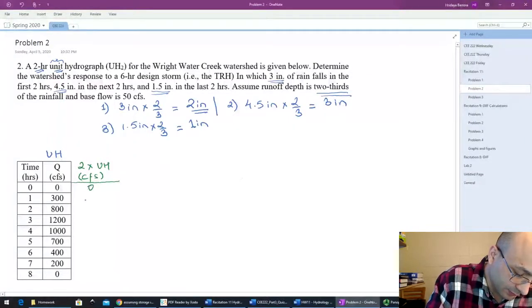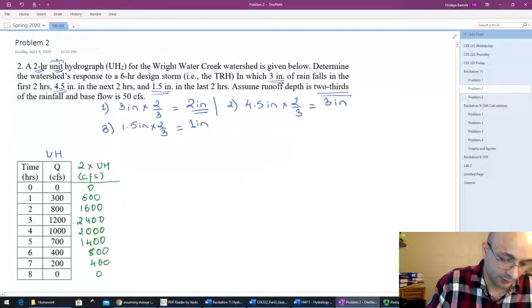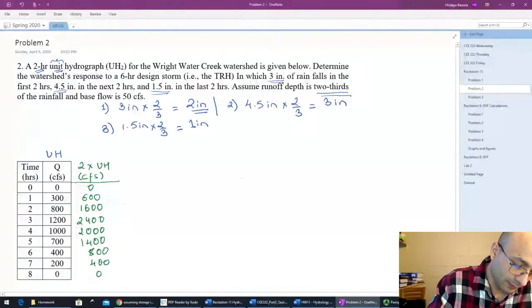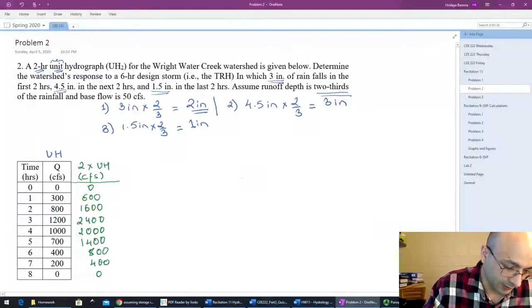So 0 for time 0. For 1 hour we have 600, 1600, 2400, 2000, 1400, 800, 400, and 0 for the end of the 7th hour there, or end of the 8th hour.